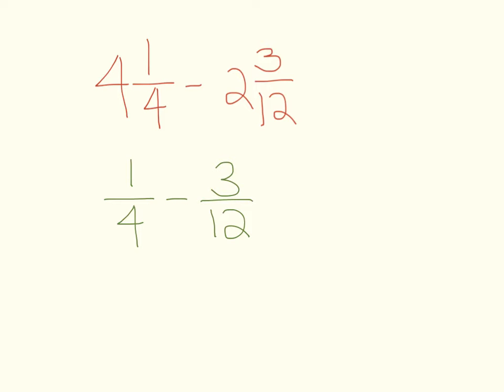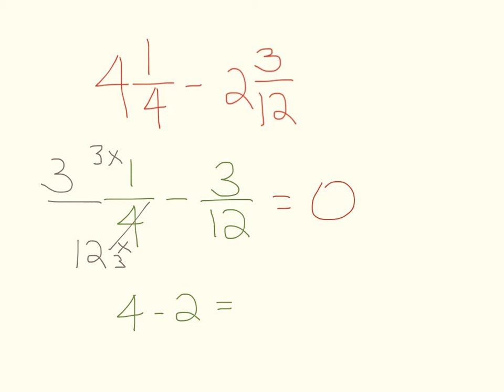My common denominator can become a 12. So we multiply 4 times 3 to get 12. So we have to multiply the top by 3 to get 3. Well, 3/12 minus 3/12 is 0. So that means that your answer is not going to have a fraction in it. So now we go up and we subtract our whole numbers, 4 minus 2, and we get 2 for a final answer.